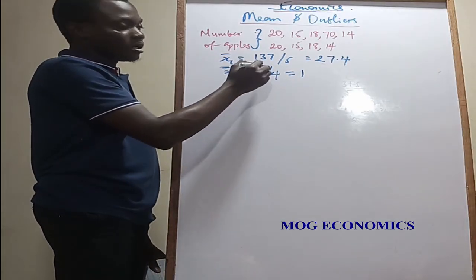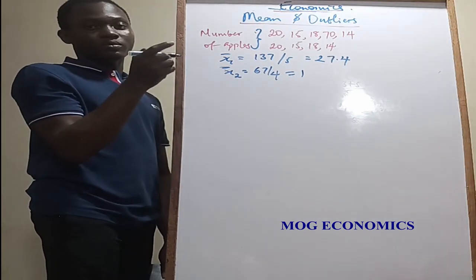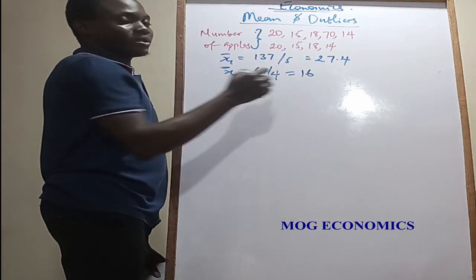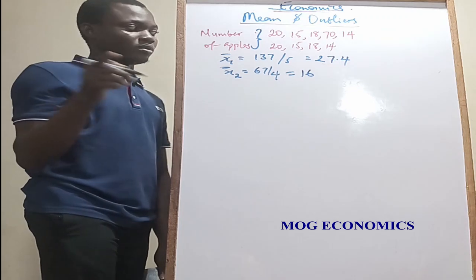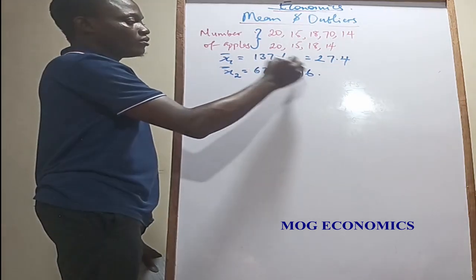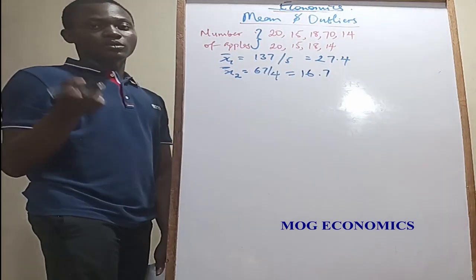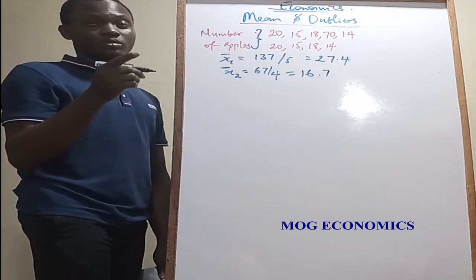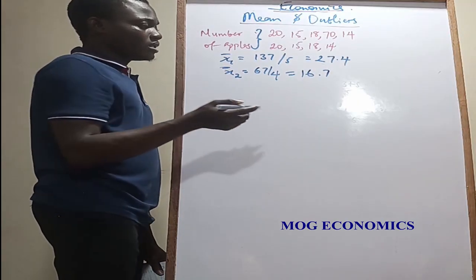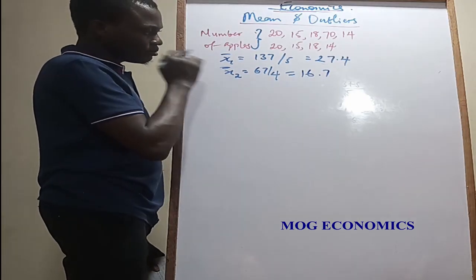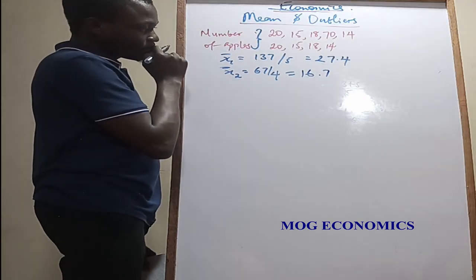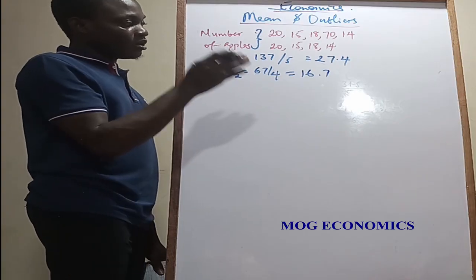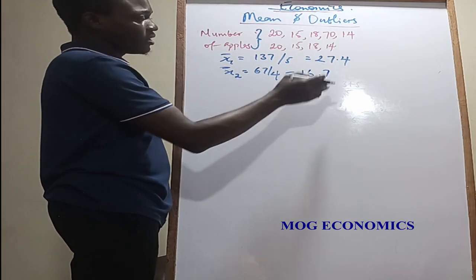Then remainder 2. So 4 in 27 is 6. 4 times 6 is 24, and it remains 3. Then 4 in 30 is 7. 4 times 7 is 28, and we have 30, which remains 2. So we have about 16.75 or thereabout.